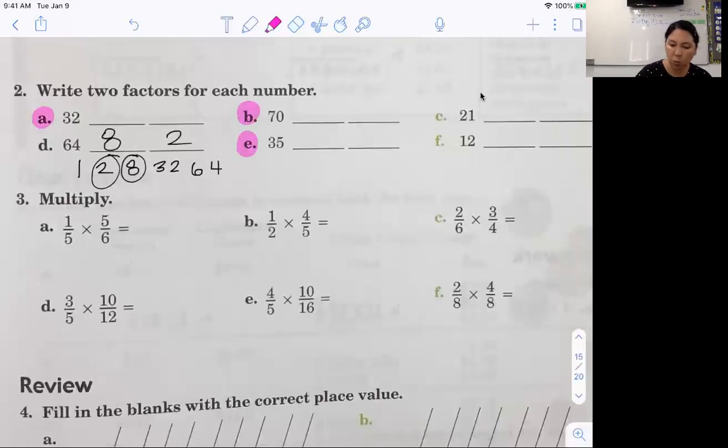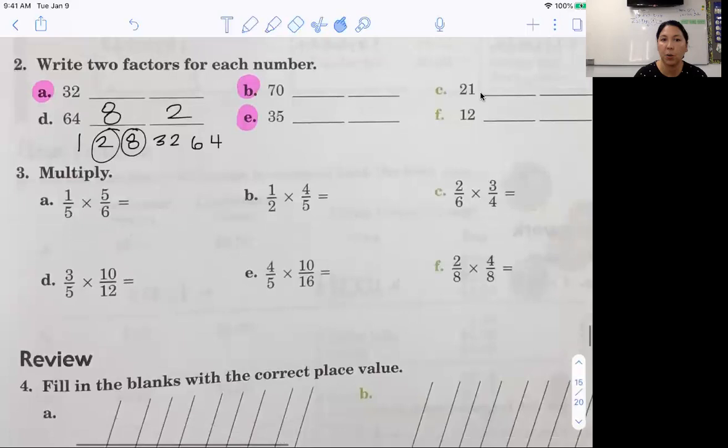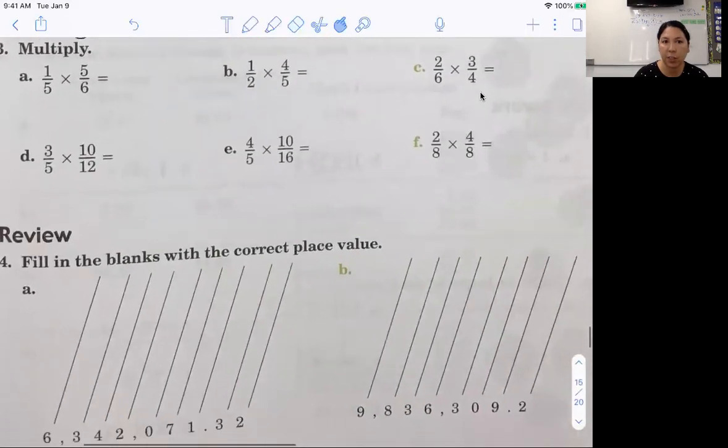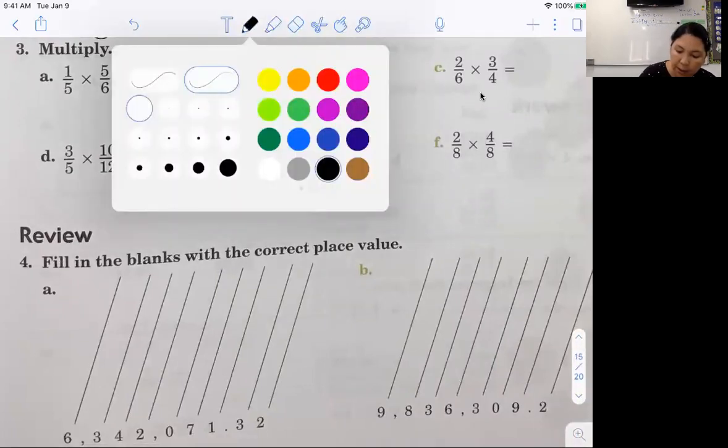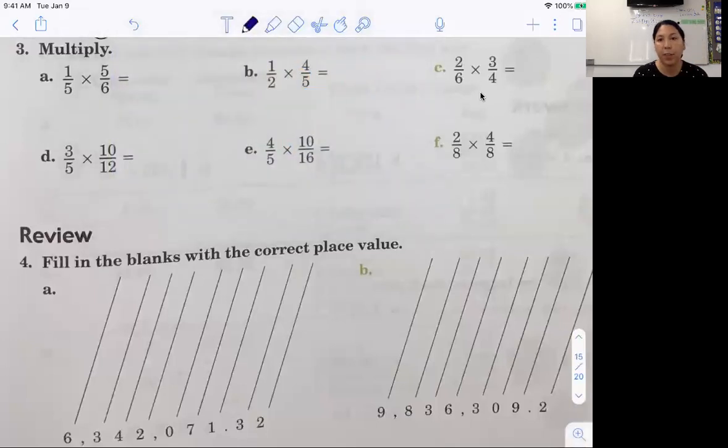Okay, friends, once you've done section 2, I want you to go down to section 3. Section 3 is multiplying, but we need to cross cancel first. So if I'm looking at 1/5 times 5/6, do you see something I can cross cancel? Yeah, those 5s. Cross out those 5s and make them 1s.